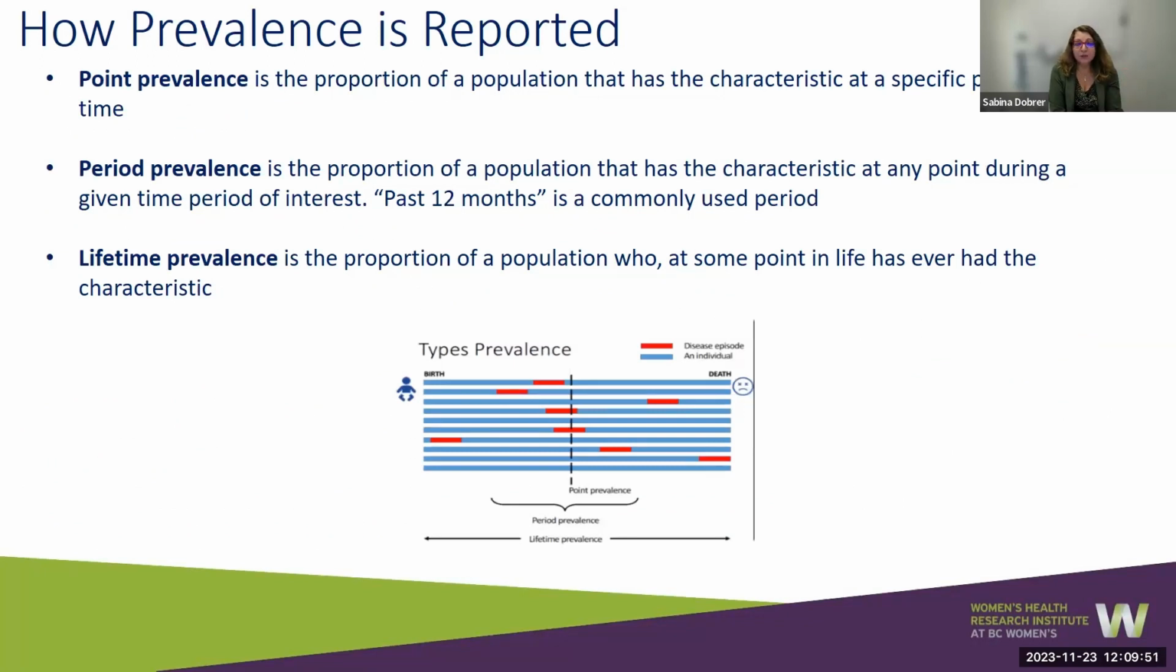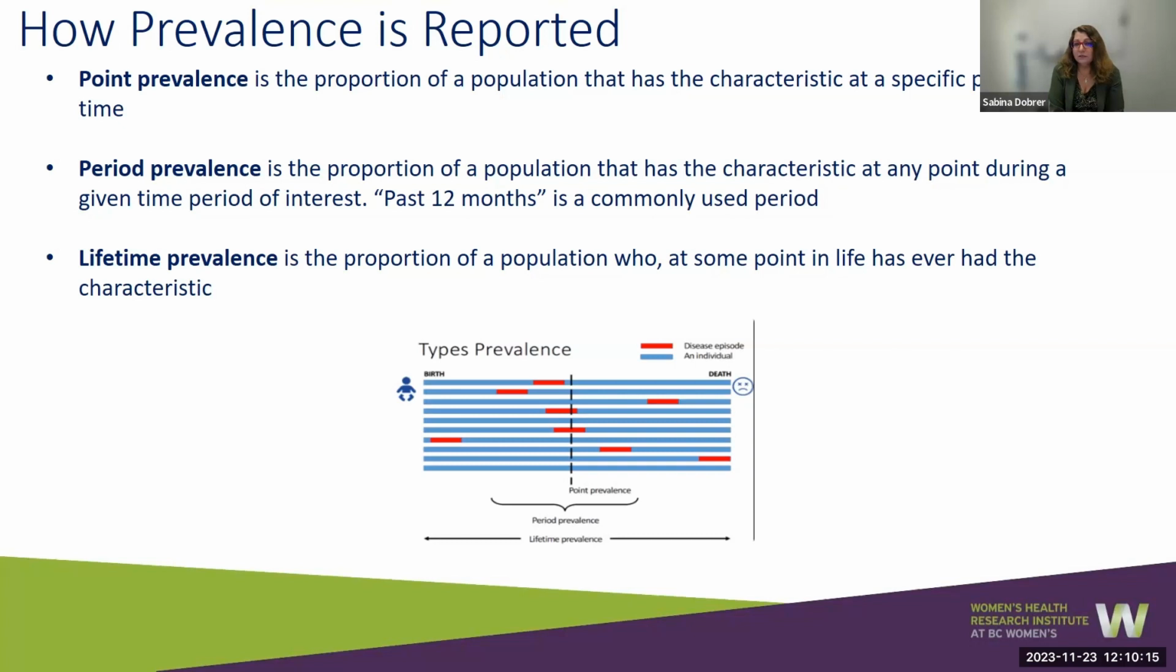How is prevalence reported? Usually there are 3 definitions of prevalence: point prevalence, period prevalence, and lifetime prevalence. And on the picture before, you actually see how it's calculated. Point prevalence is when you're calculating something at a specific point. What is the prevalence of HIV today in our population? You're only calculating it at one point.